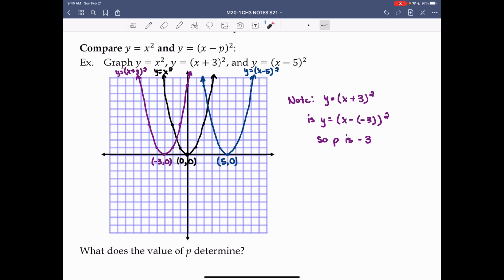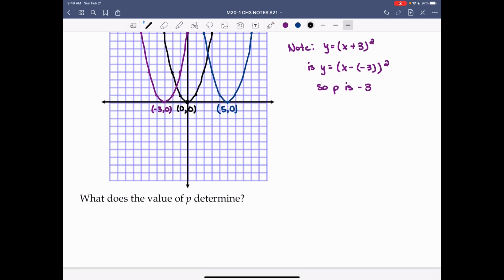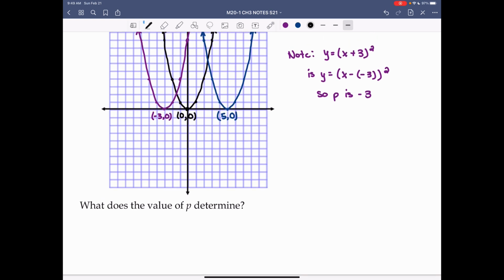And then for the third one, we have an x value of 5 for the vertex. And we see that p equals 5 in the function because we have x minus 5, so that means p equals +5. So p is the x value of the vertex.